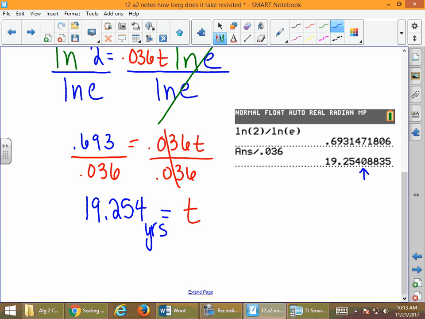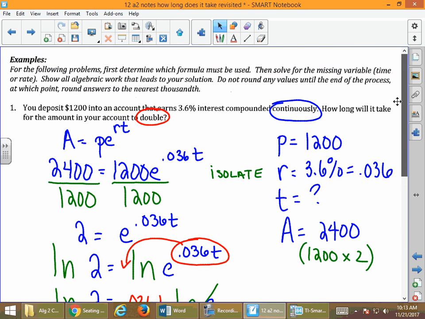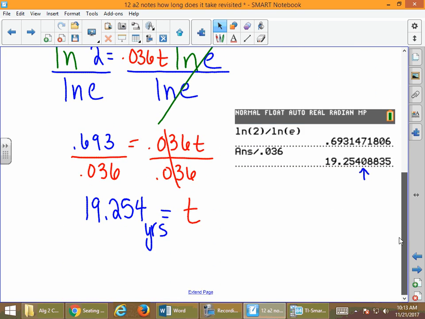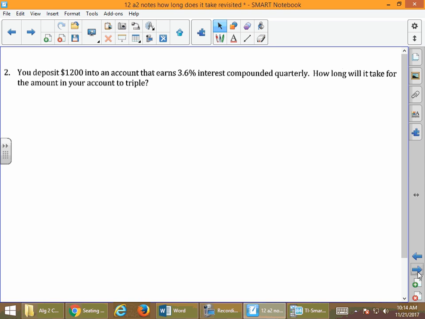A fairly long time, and it's a fairly reasonable question because the interest rates in our economy right now are pretty low. In fact, 0.036 or 3.6% is probably a good interest rate at a bank right now. That's a little bit high. But again, what we're doing is we're applying a lot of what we've learned in this unit to helping us solve these types of problems.